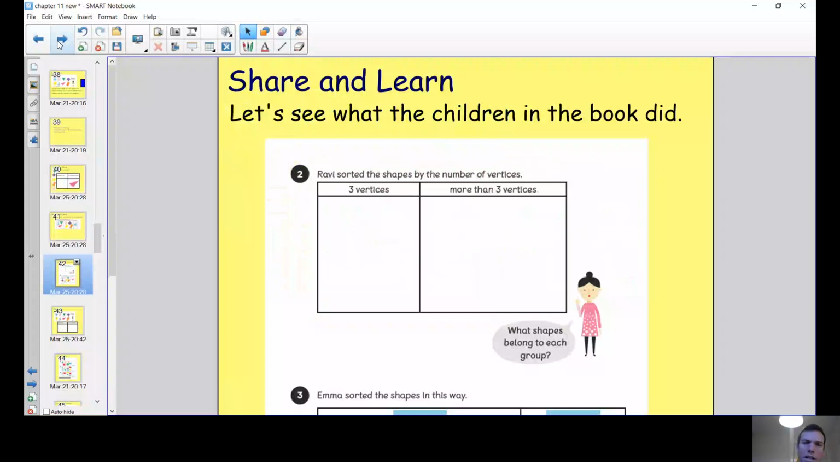So he had 3 vertices. I think now are triangles. What shapes belong to each? As I said, I think the triangles would go into the 3 vertices. We know they have 3 points. Tri means 3, of course. More than 3 vertices. Hopefully you can tell us that you need squares in here and the hexagon needs to go in here.